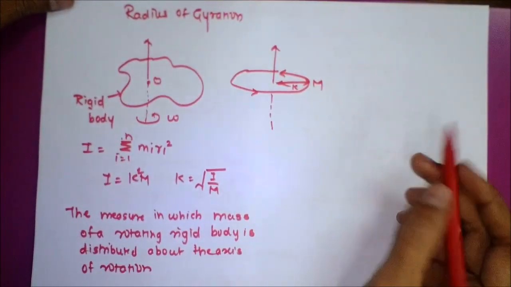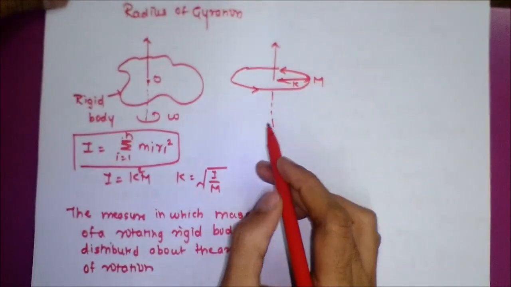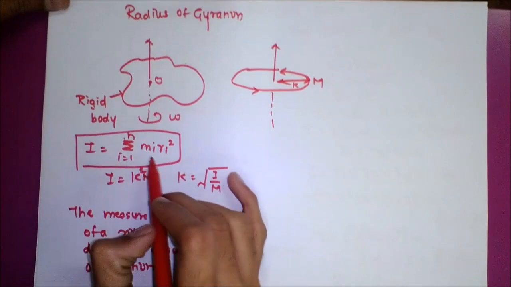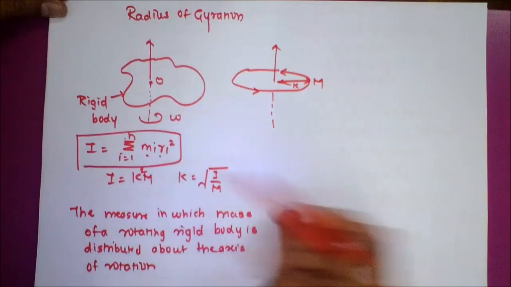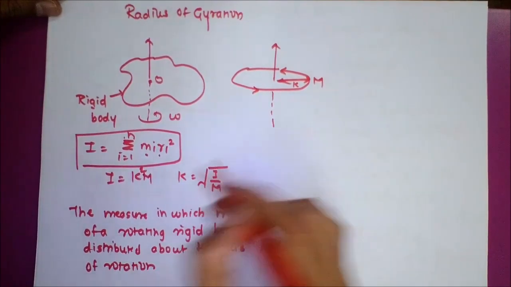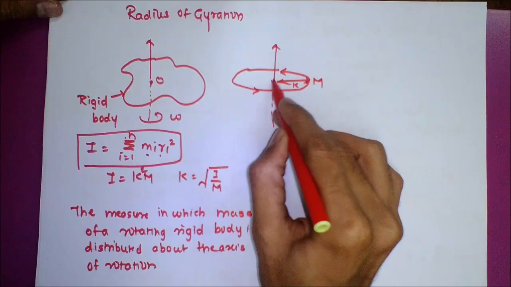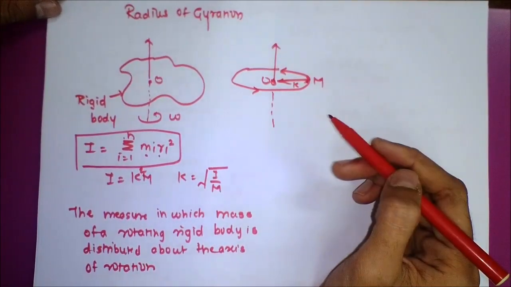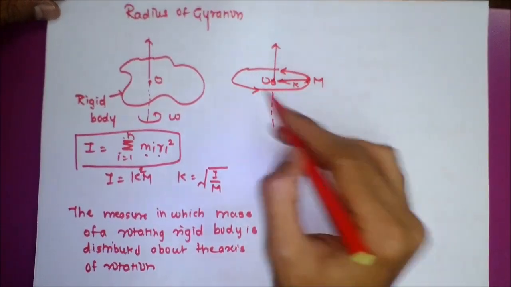By the definition of the moment of inertia, we have the formula I equals the summation over i, where i runs from 1 to n, the number of particles, of the product of the mass multiplied by the square of the distance. Now suppose the whole mass m of the body is at a radial distance k from the center O. Then the moment of inertia remains the same about the axis of rotation.